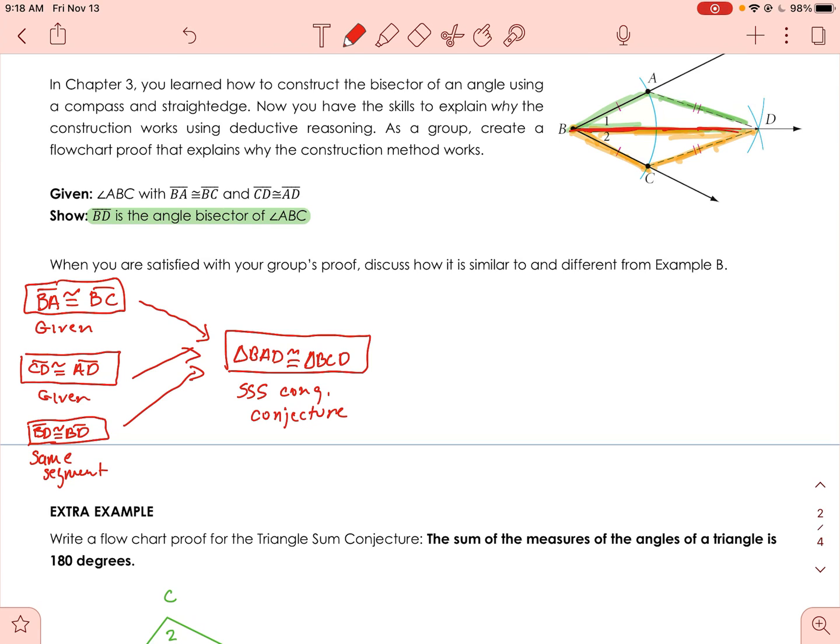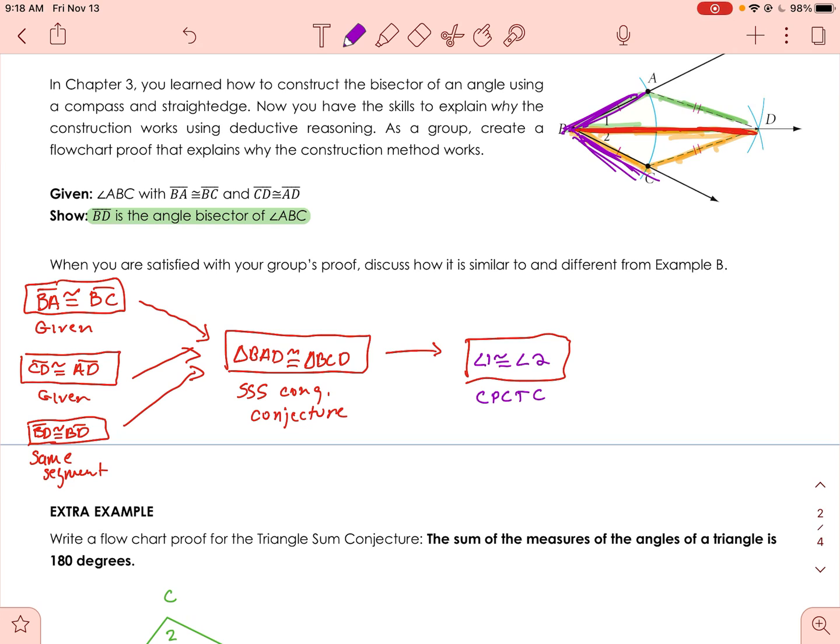Now, at that point, since we have this side-side-side congruence conjecture, we can now look and see what corresponding parts are congruent. So in this case, we want to show that BD is an angle bisector of ABC. If we can show that angle 1 and angle 2 are congruent, then we are showing that it is an angle bisector. So because of the side-side-side congruence conjecture, we can now say that angle 1 is congruent to angle 2. That is based off of CPCTC.